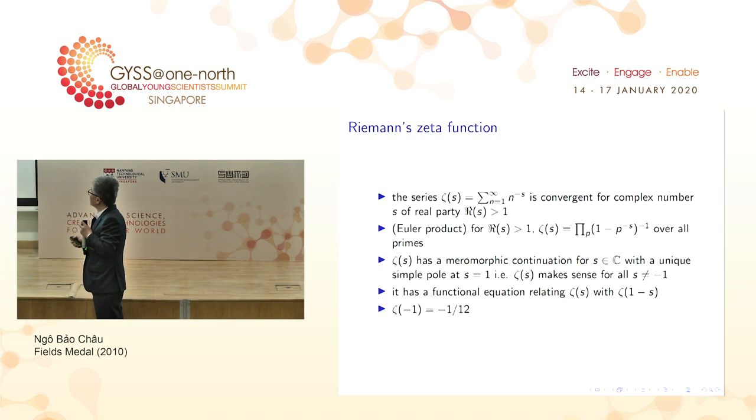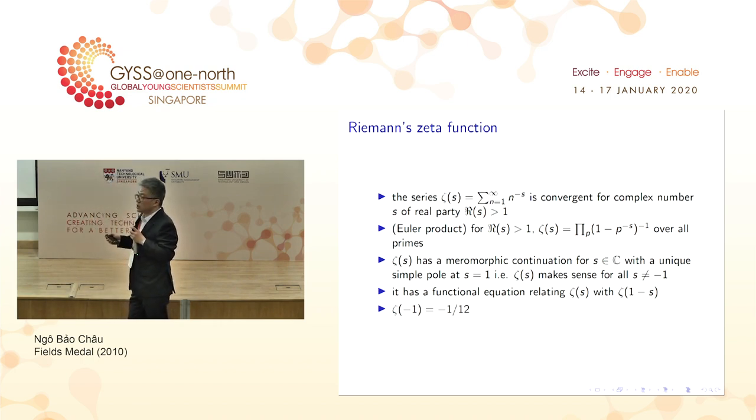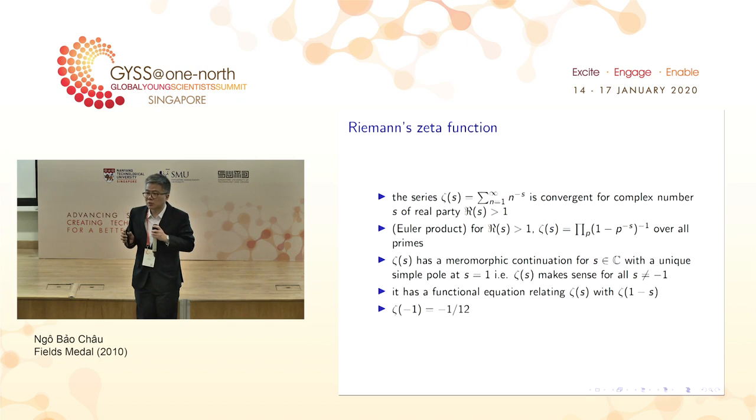So if you develop 1 minus p to the minus s, to the minus 1, you get 1 plus p to the minus s plus p to the minus 2s, etc. So this is going to be a product over primes of an infinite geometric series. If you expand the whole thing, you can match it term by term. Why does it match? It's exactly the fact that every number n can be factorized uniquely as a product of primes. So the formula for zeta of s as a product over primes is just an analytic expression of a very old Euclid theorem, that every integer can be factorized uniquely as a product of primes.